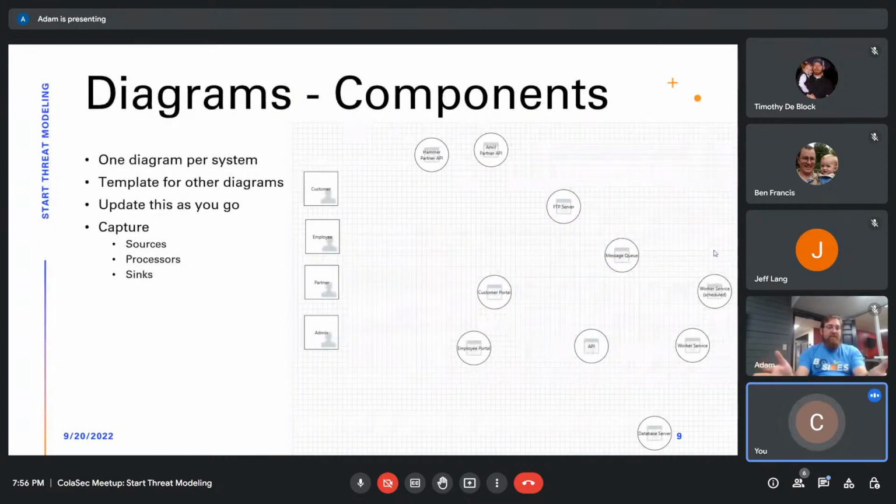So this is an example of a component diagram. This is not a real application. I made this up. I only build one of these for every one of the systems that I'm going to diagram. I'm sorry if it's really difficult to read. It is really difficult to read on the screen.